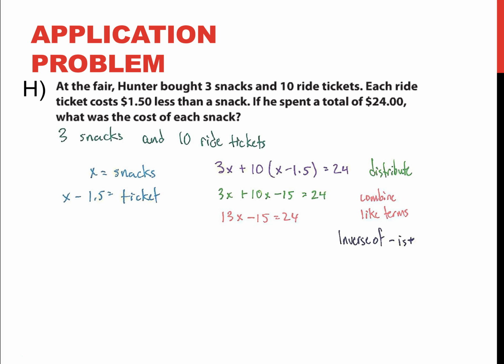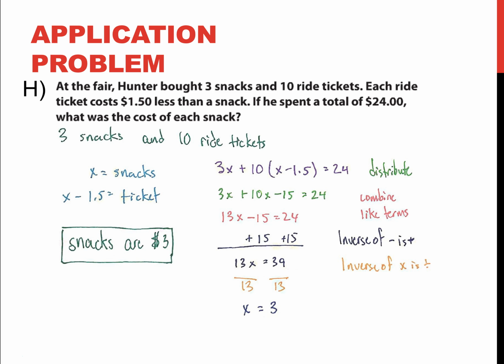I got a 2-step equation. The inverse of subtraction is addition, and of course the inverse of multiplication is division. So I know that the snacks are $3, and so tickets are $1.50. Awesome. Application problem.